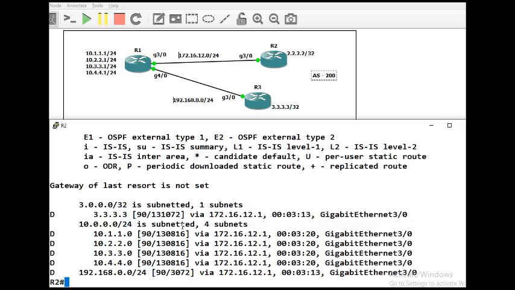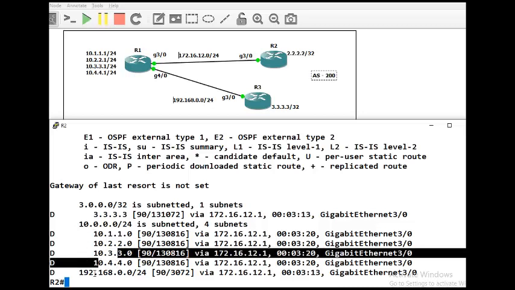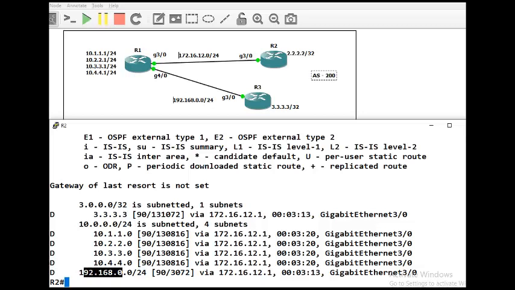Okay, now coming to the story. The summarization is not done for networks. As a result, you can see precise routes: 10.1.1, 10.2.2, 10.3.3, 10.4.4. You see all precise routes. None of these are summarized.